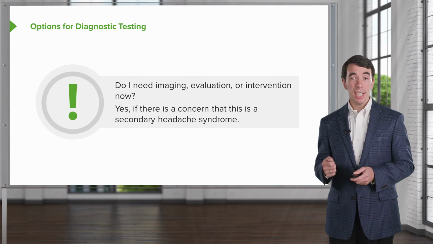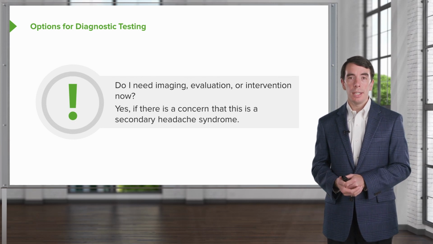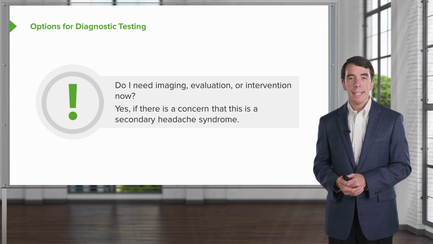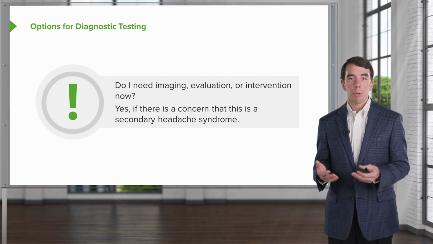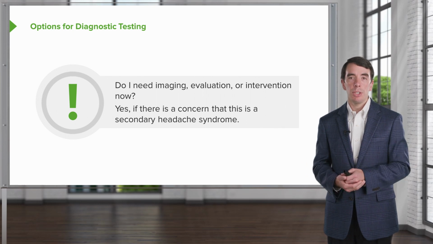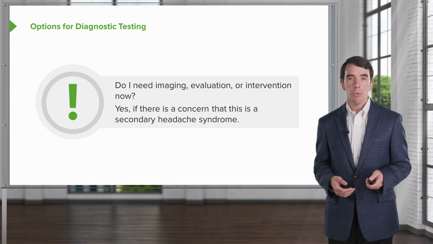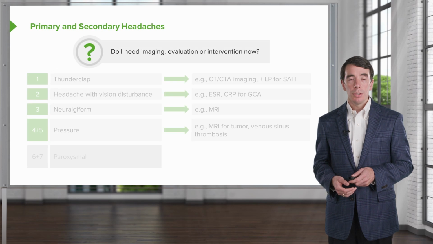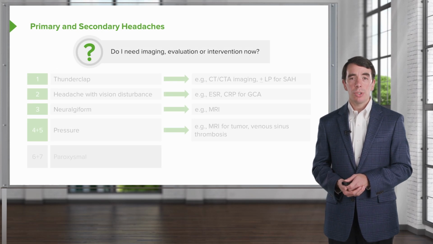And the answer to this is yes, you do need to do imaging and additional evaluation or intervention if the patient may be suffering from a secondary cause of headache. If it's a primary headache syndrome, we often move past imaging evaluation and acute intervention to treatment. So what are some of the interventions and evaluations that we would do for secondary causes of headache?